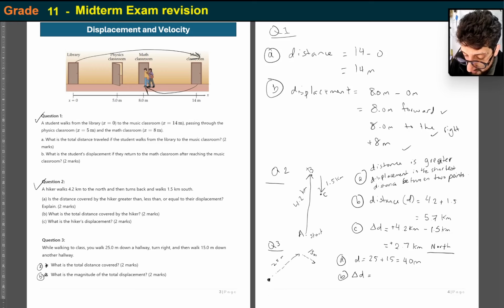Now, if we start off here at A and we end up here at B, the shortest distance between 2 points is going to be this solid line over here.